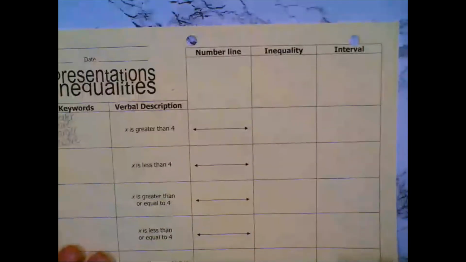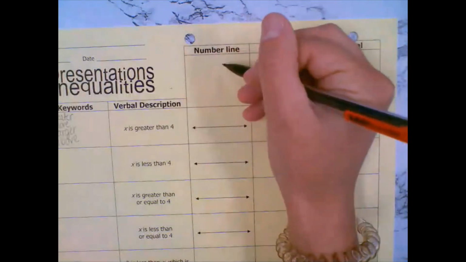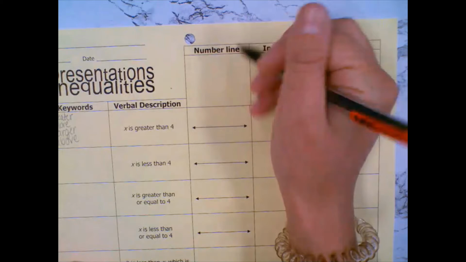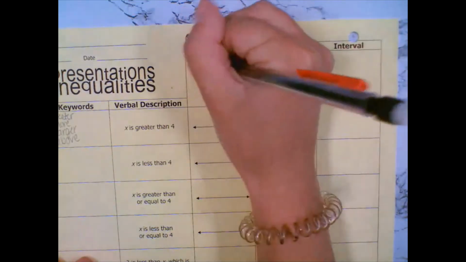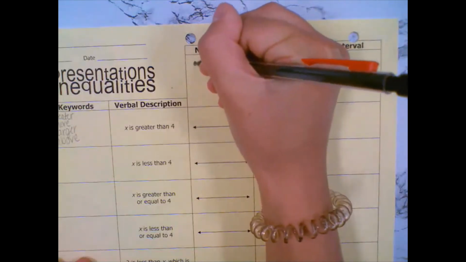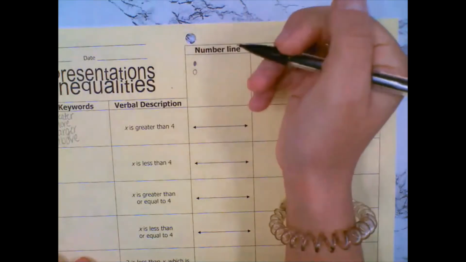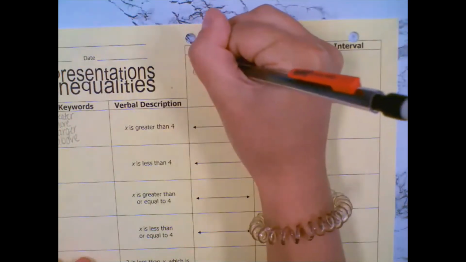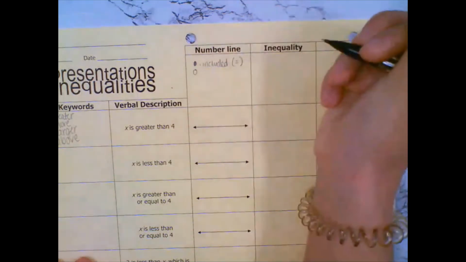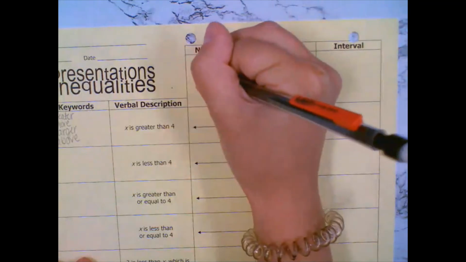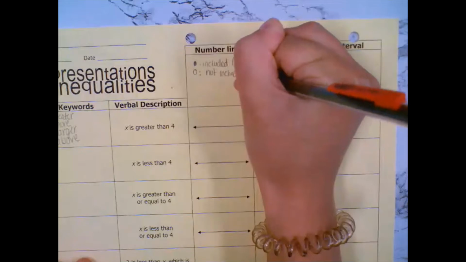So what does that look like on a number line? First of all, what we need to talk about is how we know what symbols to use and which way to shade. On a number line, there are two types of dots that you will have, a closed dot and an open dot. We've got to decide which one we will be using. A closed dot means included, or it has the equal to part in the symbol. The open dot means not included, so no equal to.